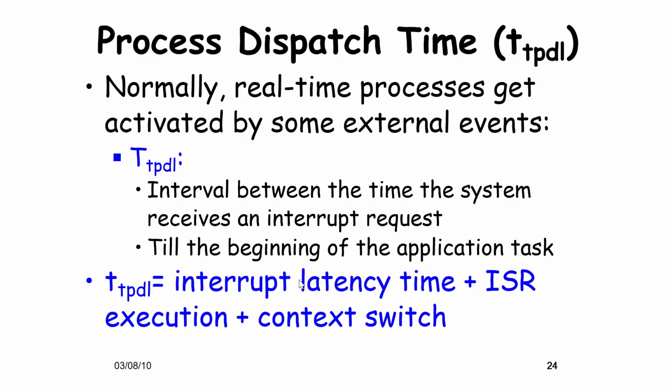It would include the interrupt latency, the time it takes to recognize that the interrupt has come and to run the ISR. The ISR would execute and then there would be a context switch. So this would include all of that, which is basically the time it takes to dispatch a process because something has happened. Could be an internal event or an external event, doesn't matter. It would still comprise these three steps, and this will be the process dispatch time.